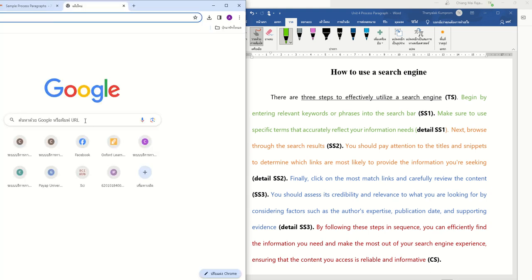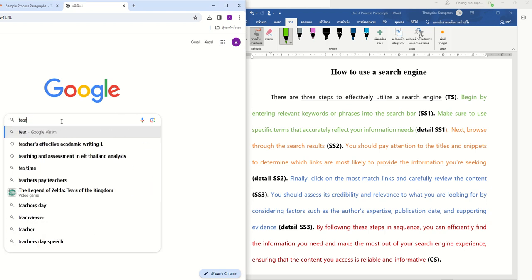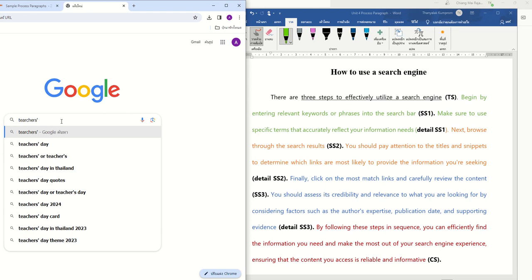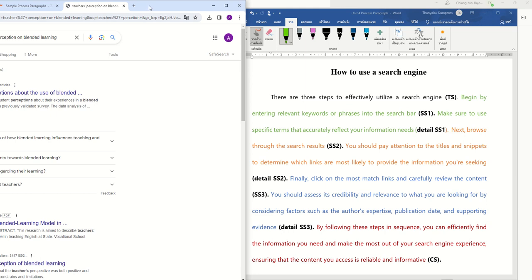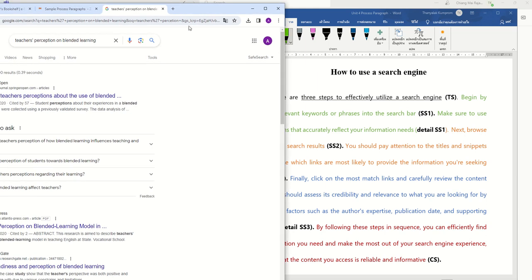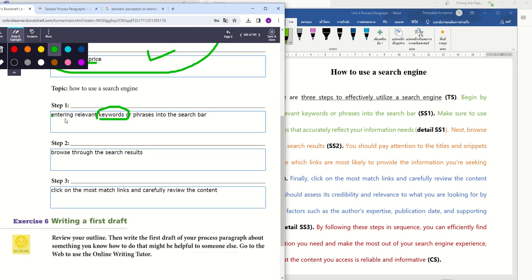Search bar. Okay, this is ChatGPT. This is teacher perception on blended learning, for example. So make sure that you get the relevant search keyword, the keyword that you need. Entering relevant keywords or phrases into the search bar.